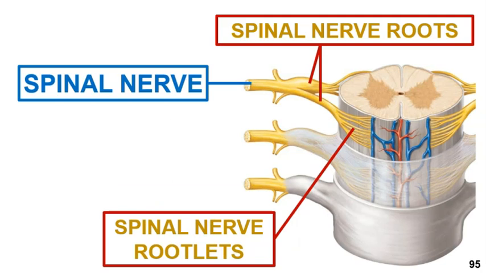Emerging from each of the lateral sides of the spinal cord are the spinal nerves, and of course these are peripheral nervous system structures. As each spinal nerve approaches the spinal cord, it branches into the spinal nerve roots, and then further splits and divides there into smaller branches that are called the spinal nerve rootlets.